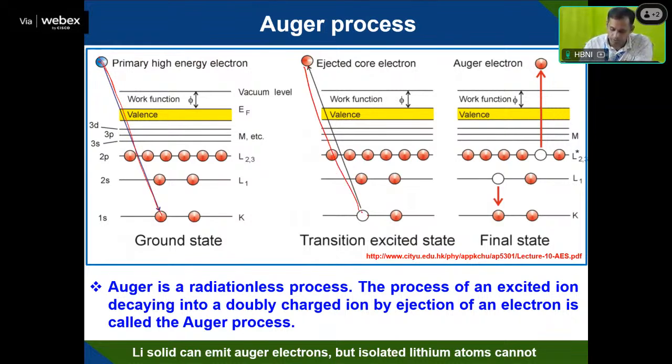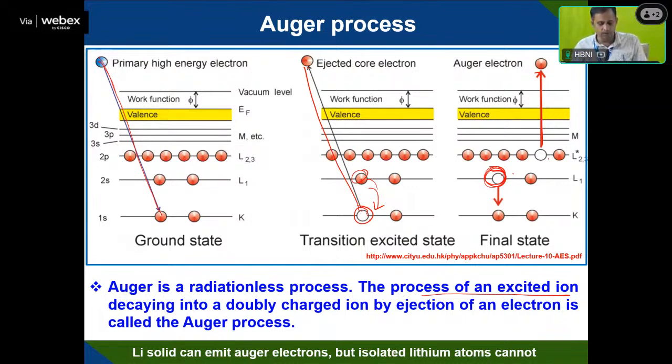When that electron goes out, you have a hole, and this hole is filled by another electron that migrates here. Because of this, a vacant space is created, and that empty orbital being a higher orbital with high energy, it will knock out another electron. So this is the third electron, a radiationless process: the excited ion decays into a doubly charged ion by ejection of an electron, which is called the Auger electron process.